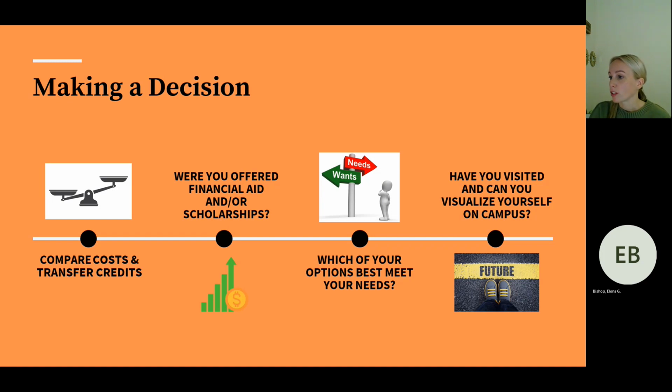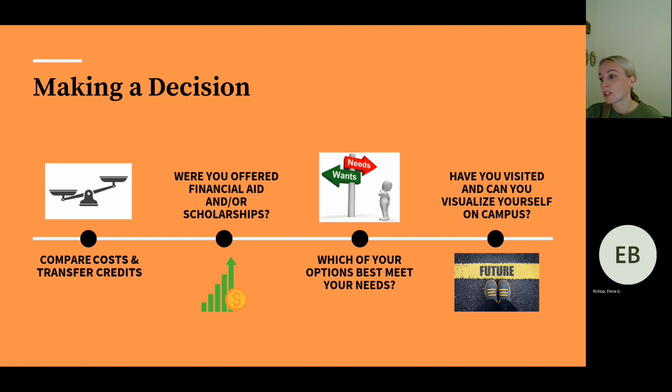Consider were you offered financial aid and or any scholarships and how that might differ with other institutions you've been admitted to and how that relates in comparison to the actual tuition itself, because schools are not all going to have the same tuition rates.